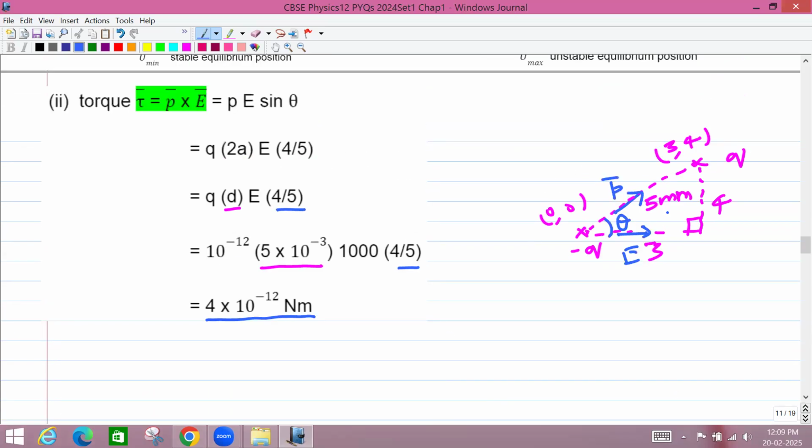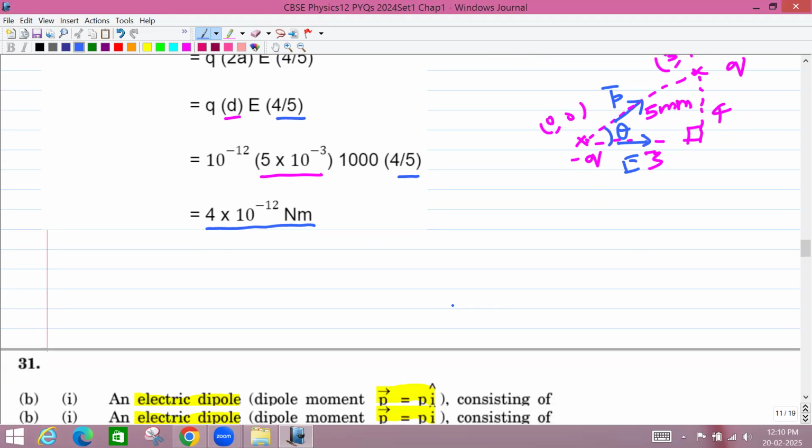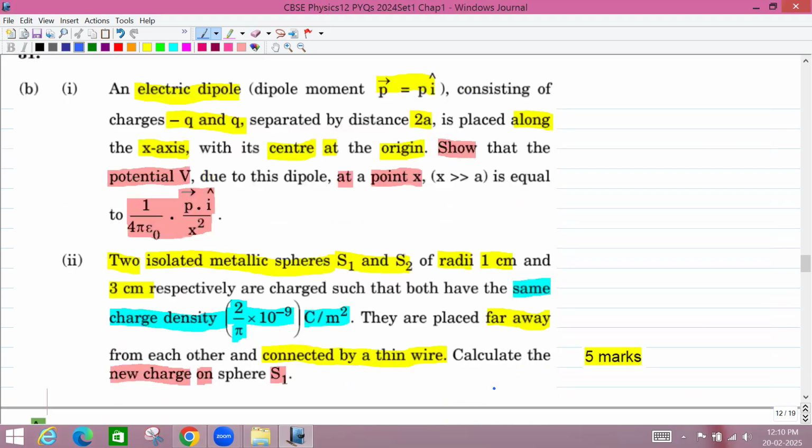So in this question, this is the only tricky part, where you have to find the separation between the two charges. One charge is at 0, 0, the other charge is at 3, 4 in mm. So that means the separation between the two charges is 5 mm. After that, it's a straightforward formula. This is the next question. This is also a 5-mark question.